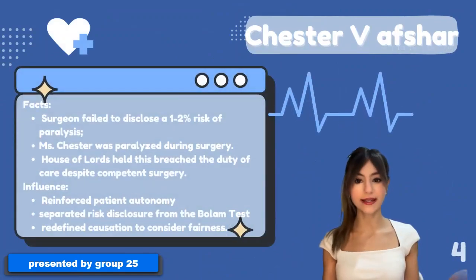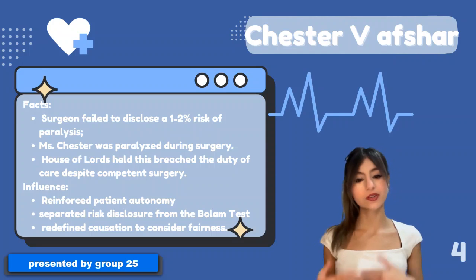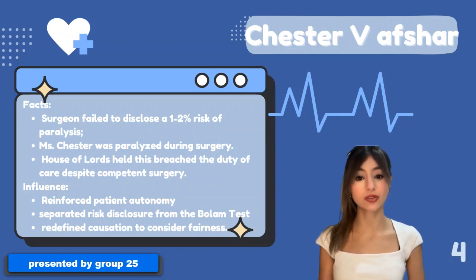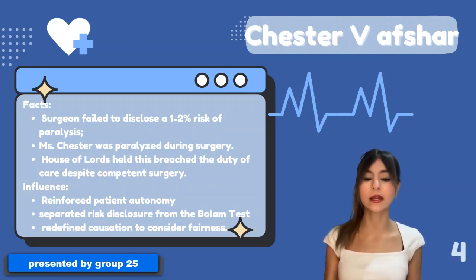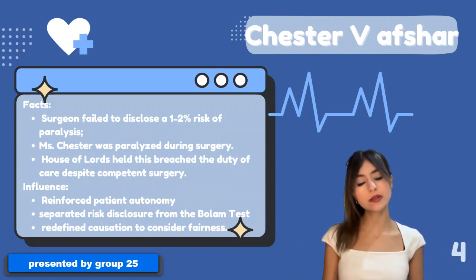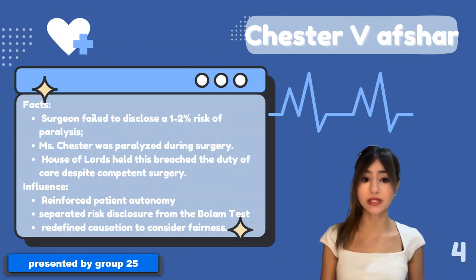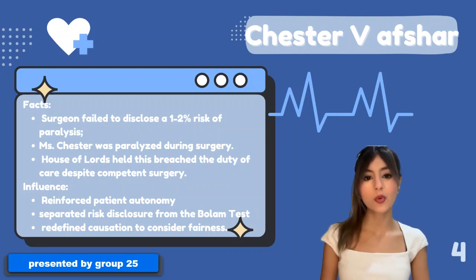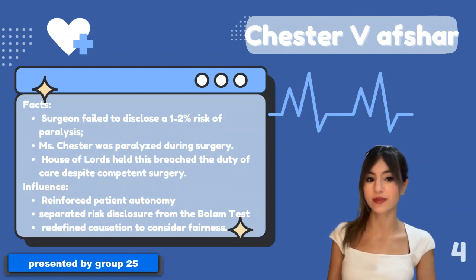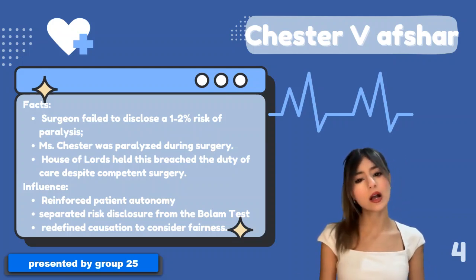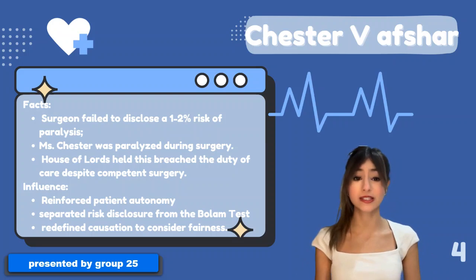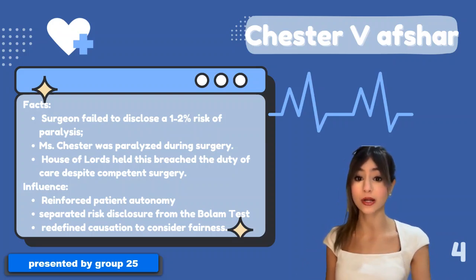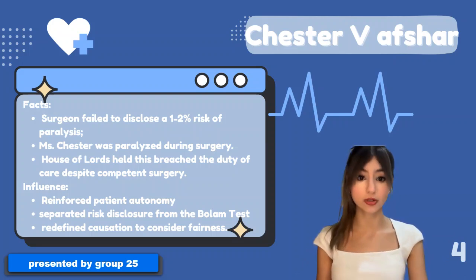I'm going to be covering the case Chester v. Offshore. So a little background of the case: Miss Chester, the claimant, sought treatment for back pain and was advised to undergo spinal surgery to alleviate her condition. The procedure was carried out by a highly skilled and experienced surgeon, Mr. Offshore. While preparing for the surgery, Mr. Offshore failed to disclose a small but significant risk, specifically a 1 to 2% chance of paralysis as a potential complication of the operation.